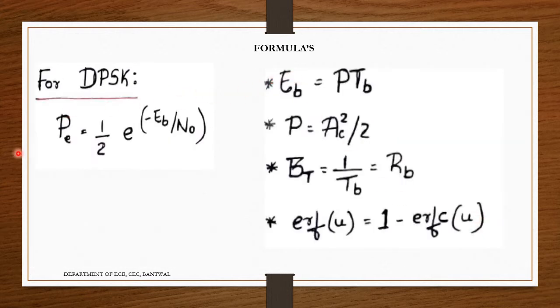Similarly, for DPSK, P is equal to 1 by 2 into e raised to the power of minus Eb by N naught. This is with respect to the modulation techniques.